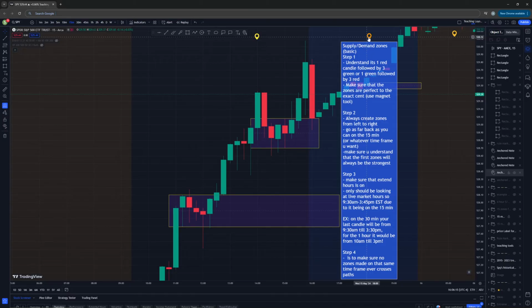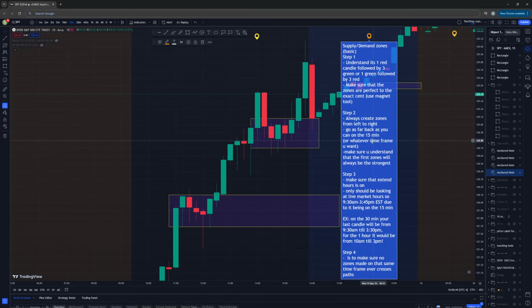If you look at step number 2, I say always go from left to right. So after you actually know how to create a supply and demand zone, then what I want you to do is just go as far back to the left as possible and follow the price action like a snake. Pay attention to rule number 4, which if you look all the way at the bottom right there, is to make sure that no zones made on that same time frame ever cross paths.